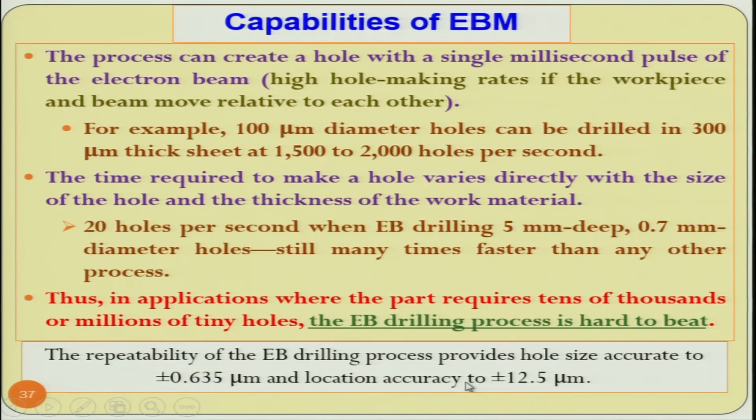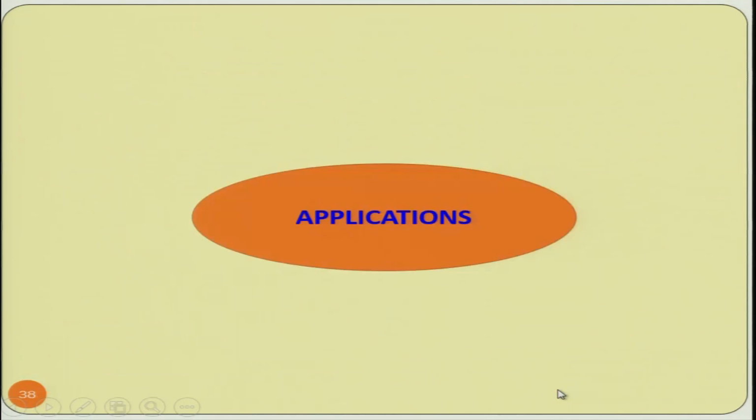The repeatability of the electron beam drilling process provides hole size accurate to plus or minus 0.635 micrometer and location accuracy to 12.5 micrometer. Now, what are the various applications? I will give you an overview of different kinds of applications in different fields.